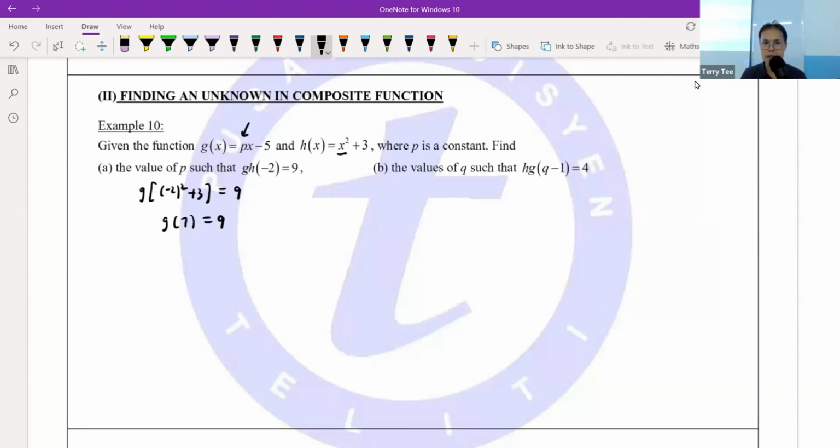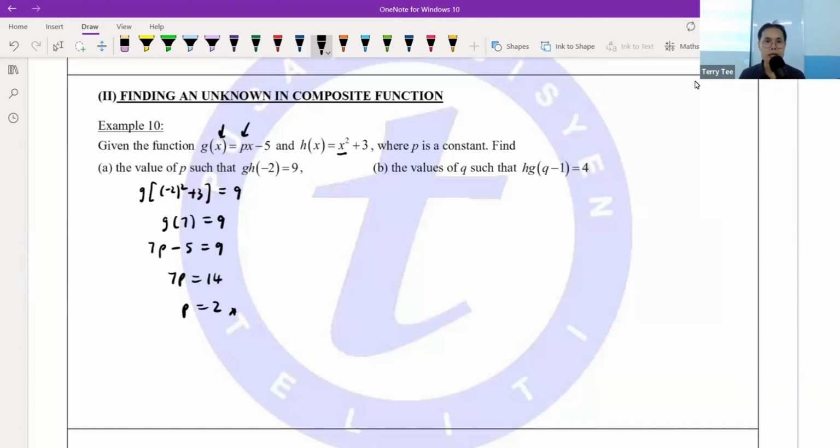The result is 9. Now take this 7, put inside your g here. So you get p times 7. I write 7p here. Minus 5, you get 9. 7p is 14. p is 14 divided by 7. p is just 2.